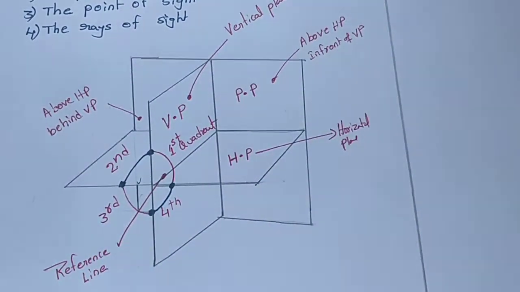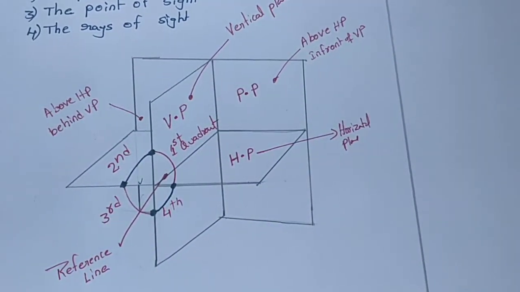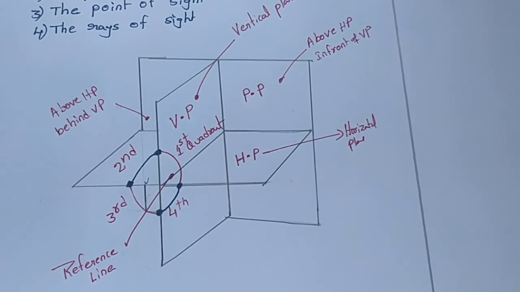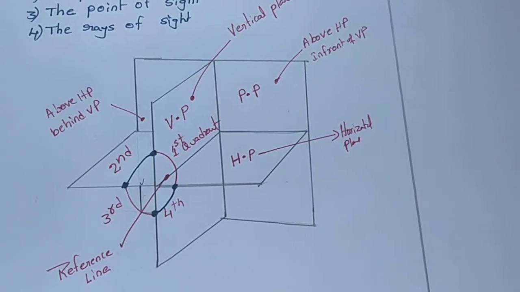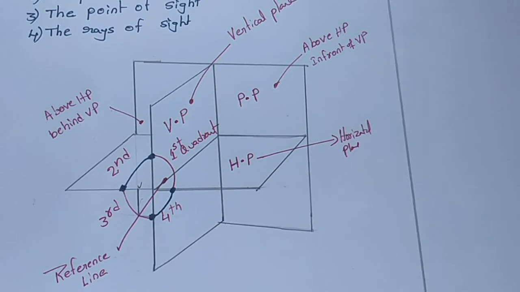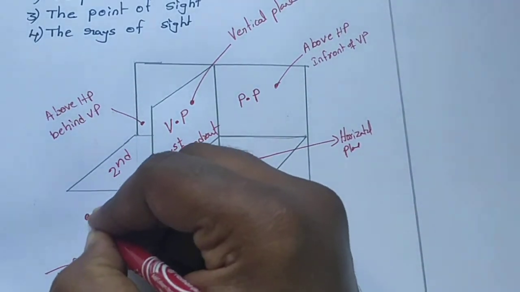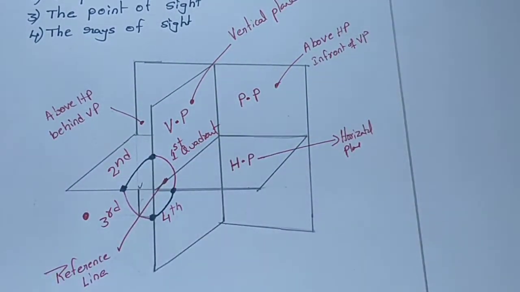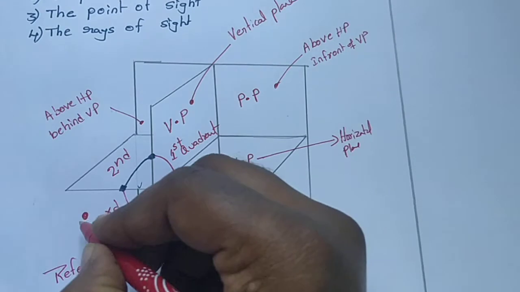Suppose during problem solving, a condition is given that the object is above HP and behind VP. Based on that sentence, we need to identify that the object is in the second quadrant. You need to imagine. Next, suppose the object is in the third quadrant, what happened?